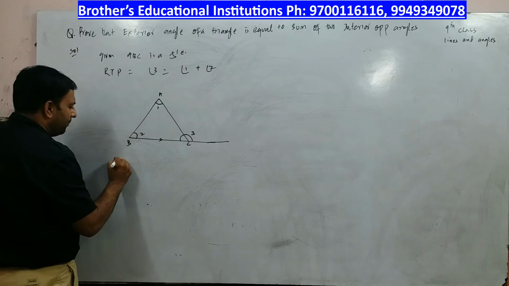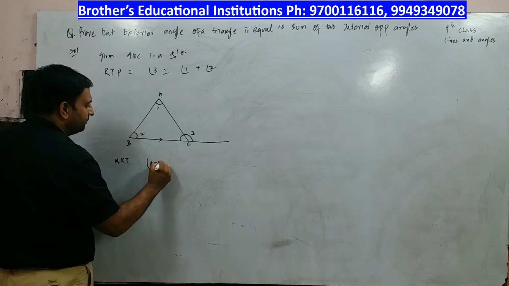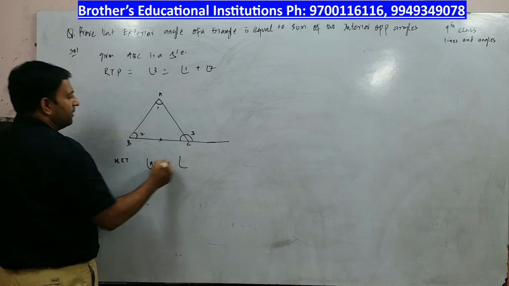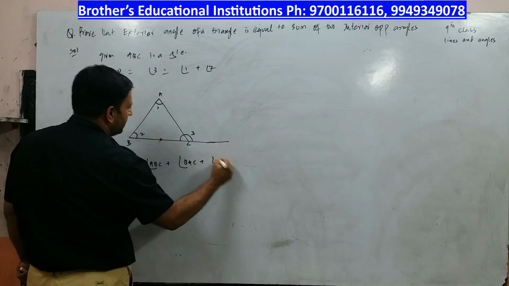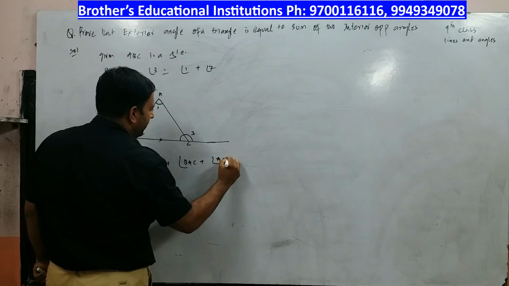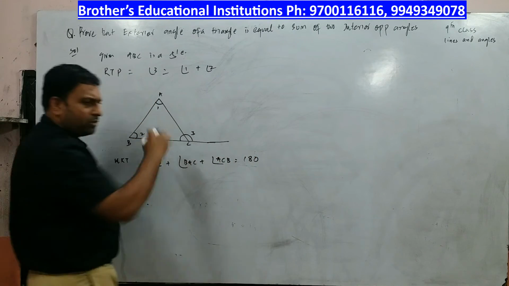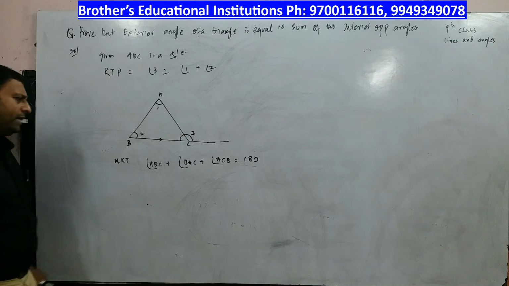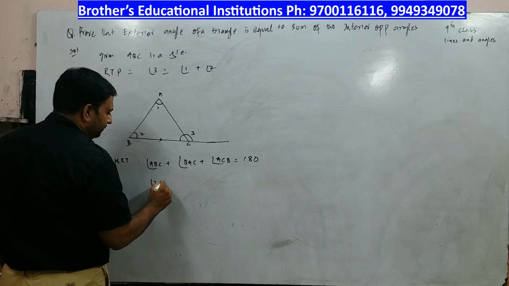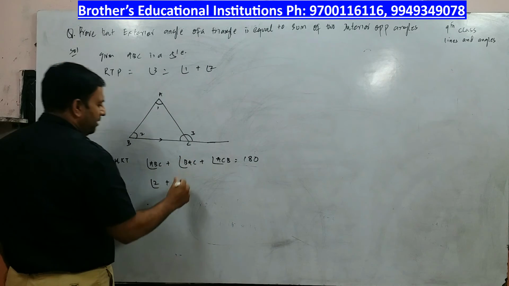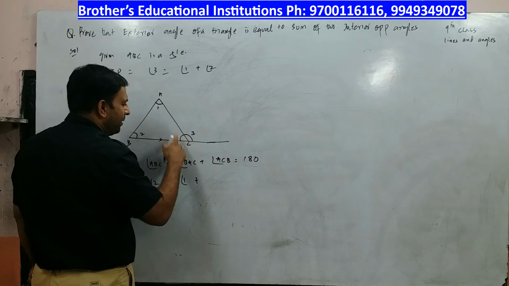We know that angle ABC plus angle BAC plus angle ACB, this angle plus this angle plus this angle, is equal to how much? Just now we have proved the sum of the angles of a triangle is equal to 180 degrees. Now what is angle ABC? Angle ABC is angle 2. What is angle BAC? Angle BAC is angle 1. Plus what is ACB?